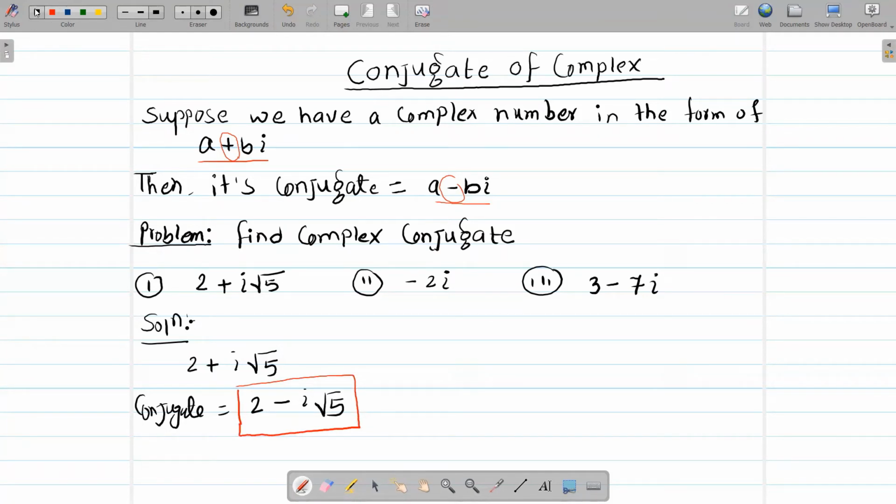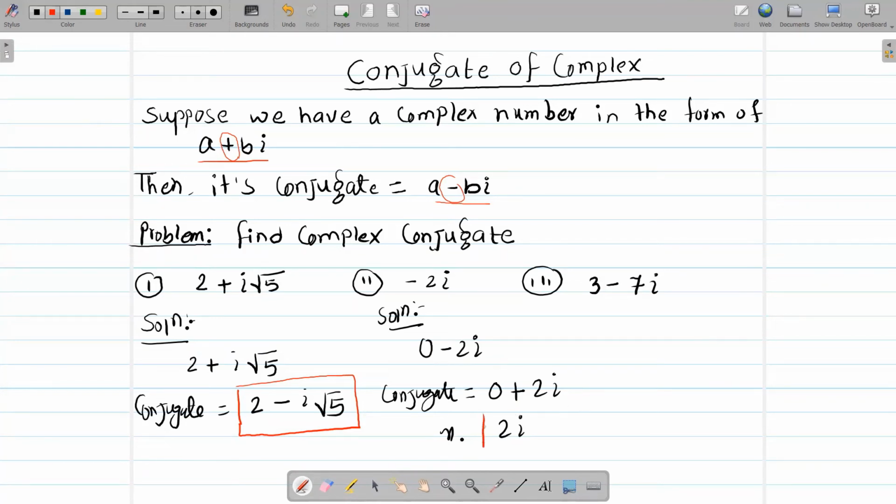So let's see the second problem. We have negative 2i, right? For simplicity, we can also write it with the real part as 0, and our imaginary part is negative 2i. Now, like I said, the conjugate changes the sign of the imaginary part. So we have 2i. We write 0 plus 2i, or simply 2i. That's its conjugate. Very simple, right?